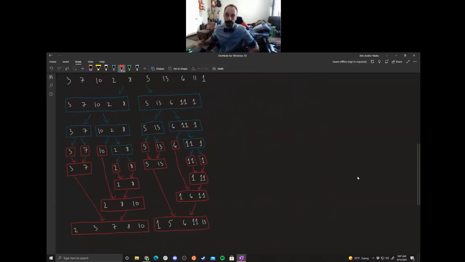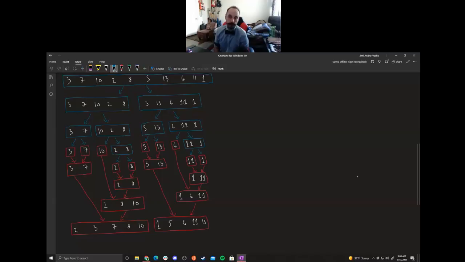So this is how this looks. We can see here, we originally started off. Let me draw a blue box around this entire list as well. We initially called merge sort on this one big list at the very beginning. Like that. And we have this structure. So finally, we have the two sublists of our initial list, 3, 7, 10, 2, and 8, and then 5, 13, 6, 11, 1.